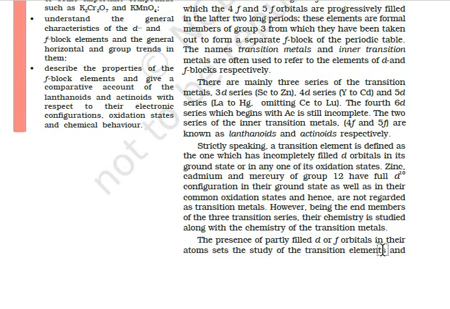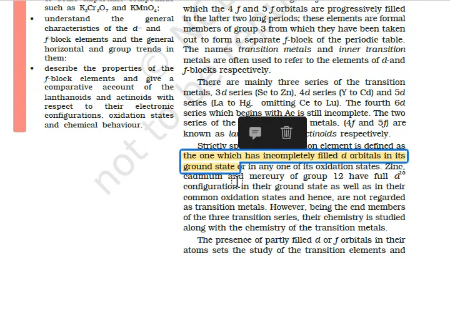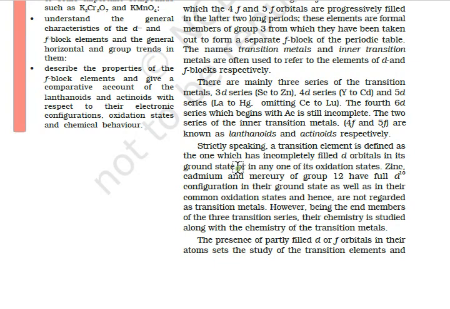What are transition elements? If I define them, transition elements are the elements which have incompletely filled d orbitals in their ground state, or in any one of their oxidation states. But zinc, cadmium and mercury of group 12 have full d10 orbitals in their electronic configuration in the ground state as well as in their common oxidation states, and hence they are not regarded as transition elements.